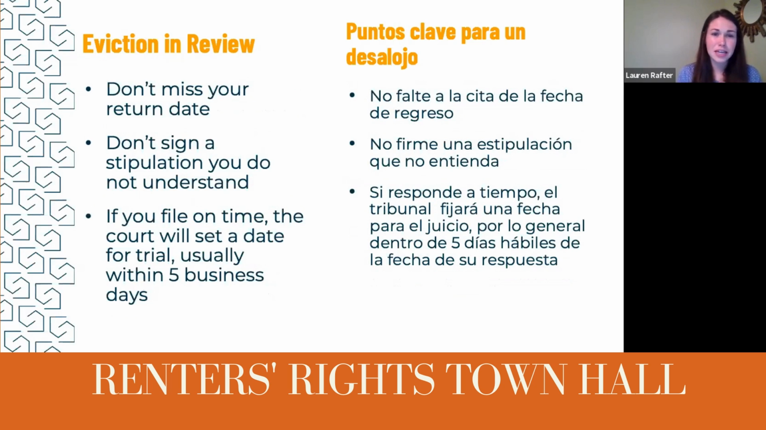Don't miss your return date. It's a super important date. And don't sign a stipulation that you don't understand. If you file an answer by that return date, the court will set a date for trial, usually within 5 business days.